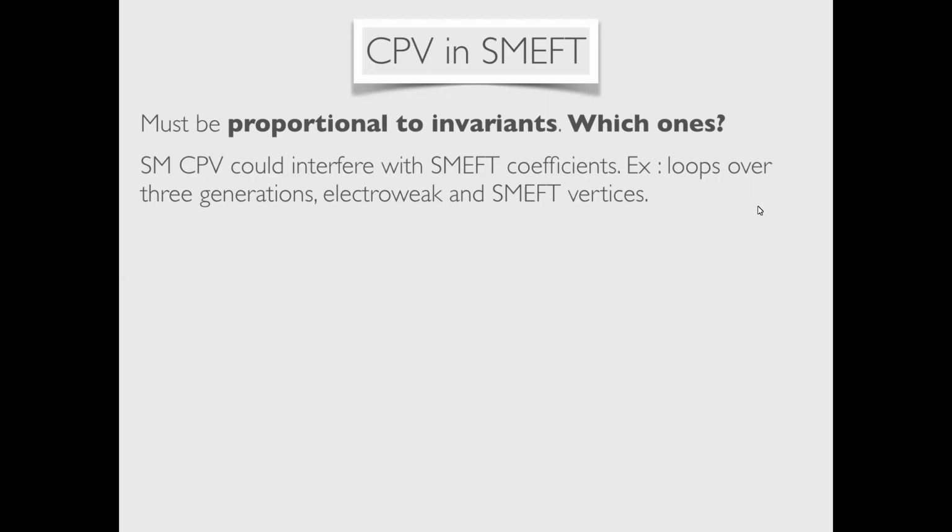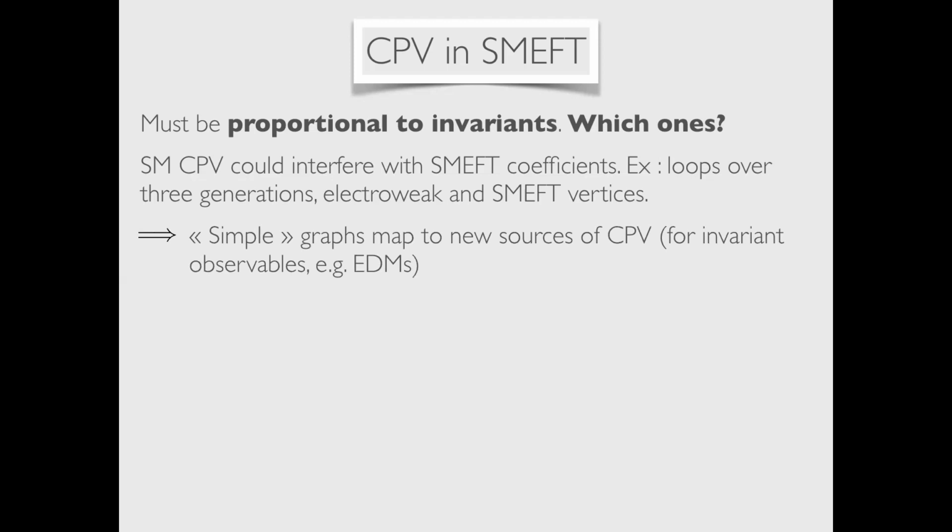However, as is seen from this sentence, you need something specific in terms of diagrams to get such an expression. You need something, for instance, that is sensitive to 3 generations at the same time. Otherwise, it won't be sensitive to the standard model CPV. So if you take simple enough processes, then that contributes to CP-odd observables, they will map to this new source of CPV.